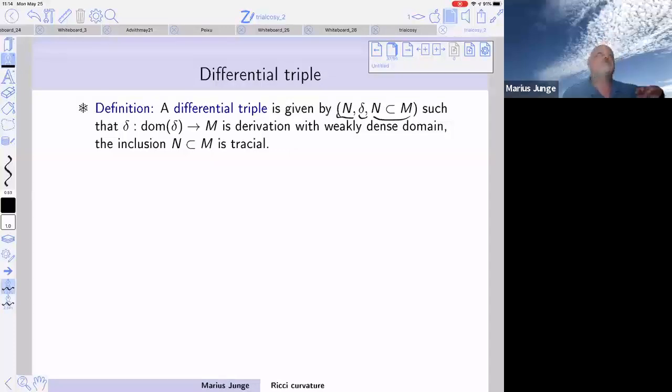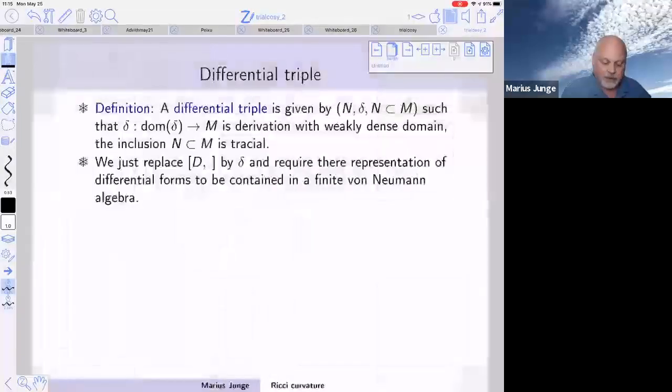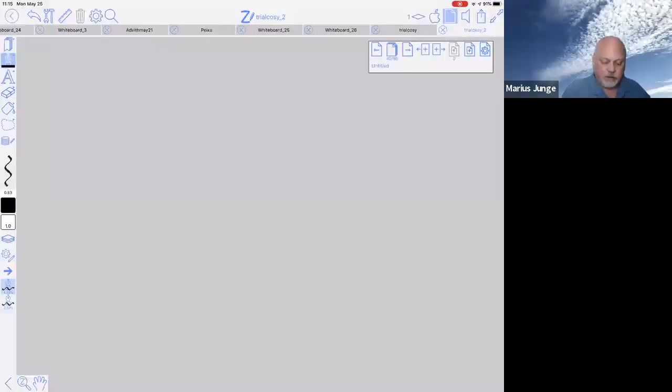So this is my definition of differential triple. It differs from the one before in that I'm not specifying the D. I'm just working with the derivation, but I'm asking more, in that I'm asking that the derivation sends me into a finite von Neumann algebra. And I have a conditional expectation. So it's a little bit more and a little bit less compared to Kahn's theory. So I'm replacing this here by this derivation, that's all.